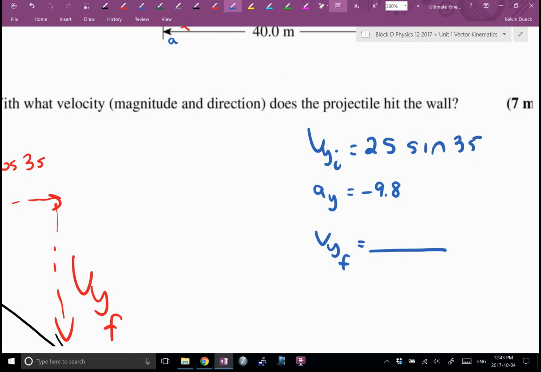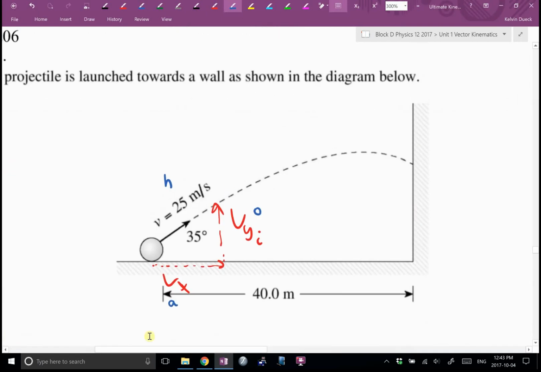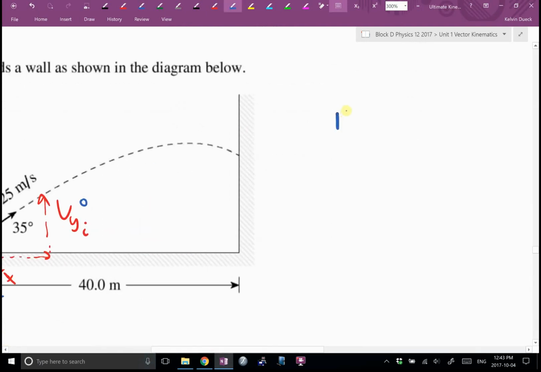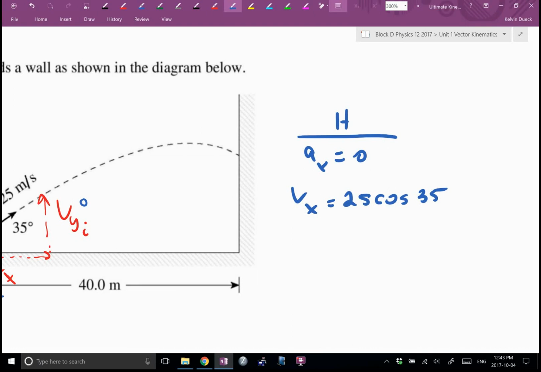What else has the picture gave me that I haven't used yet? What is that 40 if you tried to categorize it? Horizontal or vertical? You know what? I'm going to make a little horizontal column, and I'm going to do it right here. Here's my horizontal column. I know that ax is 0. Vx was 25 cos 35, whatever it is. Oh, what's that 40? What could I find horizontally that would help me vertically? Time.